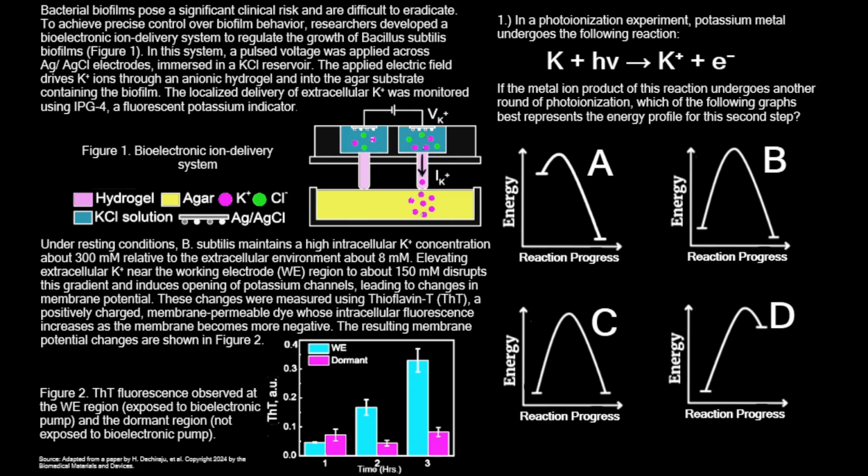Here's question number 1. In a photoionization experiment, potassium metal undergoes the following reaction: K plus hv, which is light or energy, goes into K plus, plus one electron. If the metal ion product of this reaction undergoes another round of photoionization, which of the following graphs best represents the energy profile for this second step?